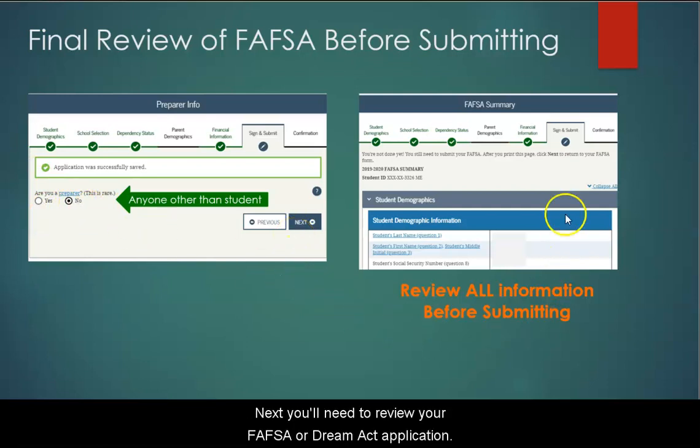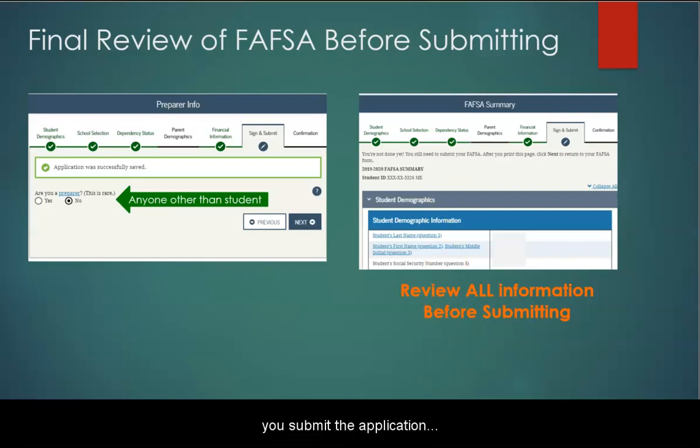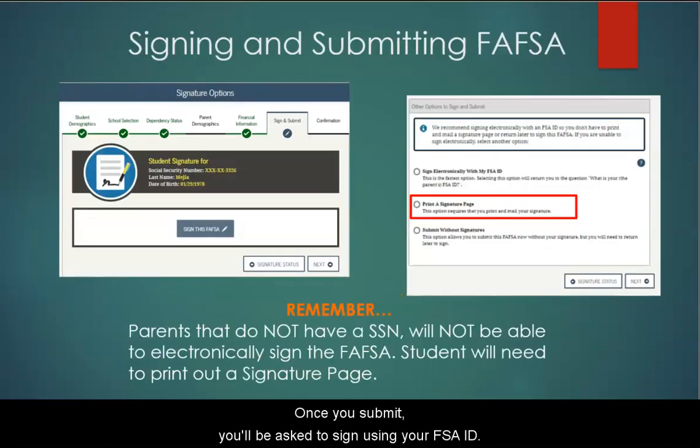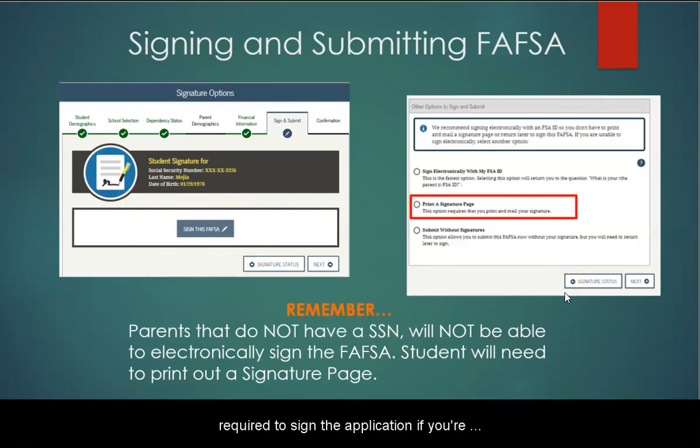Next, you'll need to review your FAFSA and DREAM Act application. Review all the information that you submitted before you submit the application. Once you submit, you'll be asked to sign using your FSA ID. Next, your parent will also be required to sign the application if you're considered a dependent student.